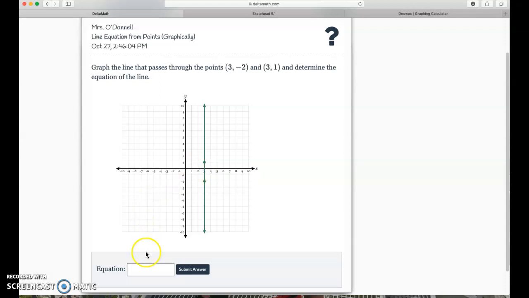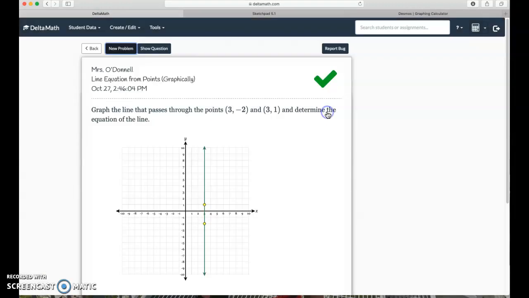I know that that is not a function, but I can also tell that every point on this line has an x coordinate of 3. Well, that tells me that I can just type x equals 3 into my answer. And they like it. Let's do another problem.